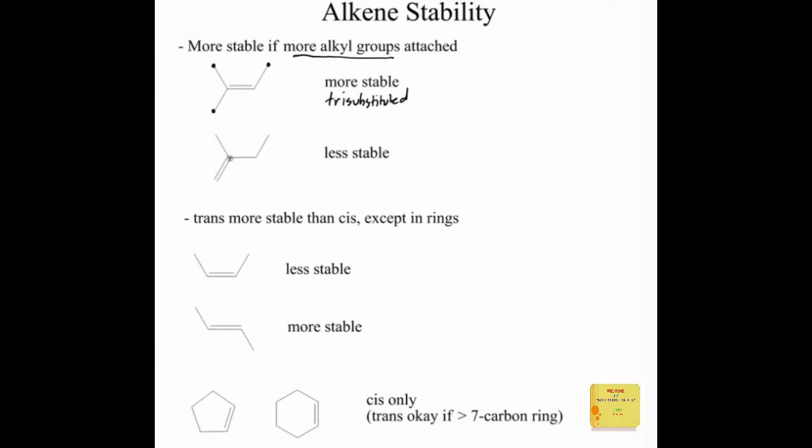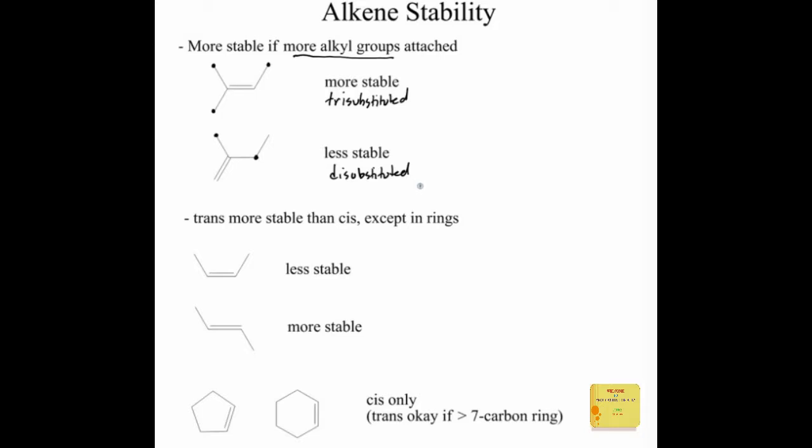Our carbon-carbon double bond is here. How many alkyl groups do we have attached? We have just 1 and 2 carbon groups attached here. So this we could describe as di-substituted. And it is less stable. A di-substituted alkene is less stable than a tri-substituted alkene.